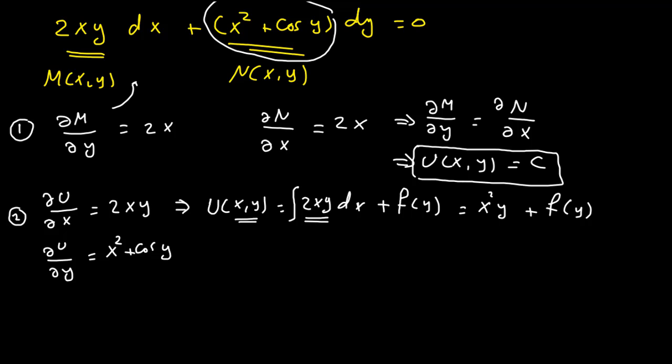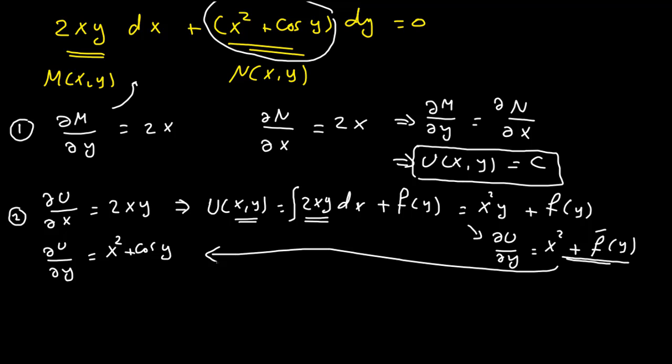Once we get this, we differentiate it with respect to y. So we say partial u by partial y. When we differentiate the first term, we will get x squared, and when we differentiate the function f of y with respect to y, we will get f dash of y. And we take this result to this formula. So now we know what partial u by partial y is, and the right hand side will be x squared plus cosine y.